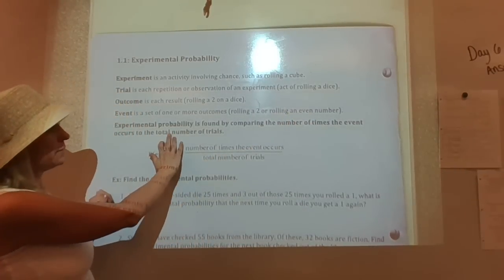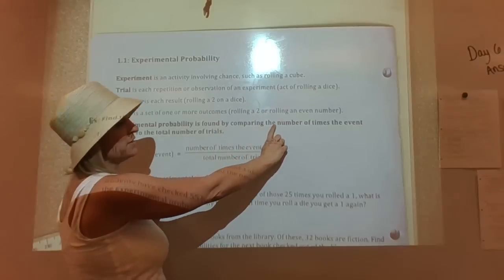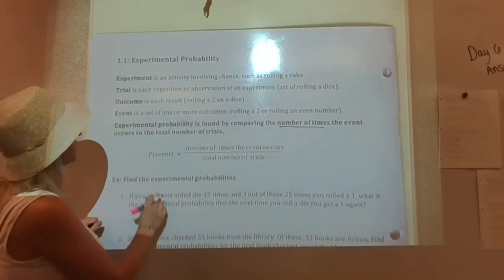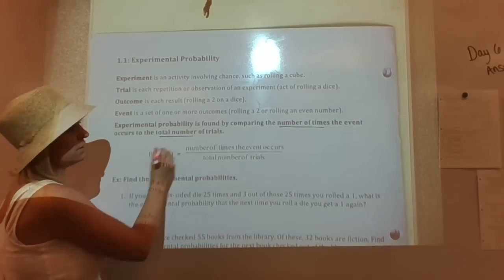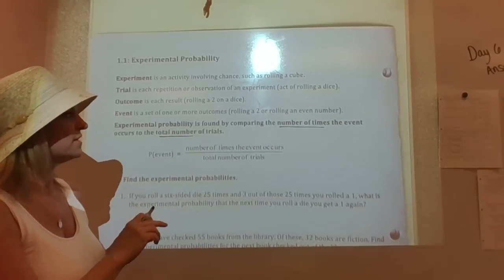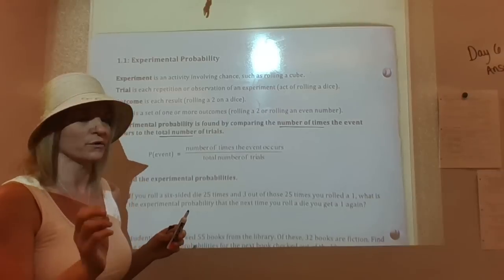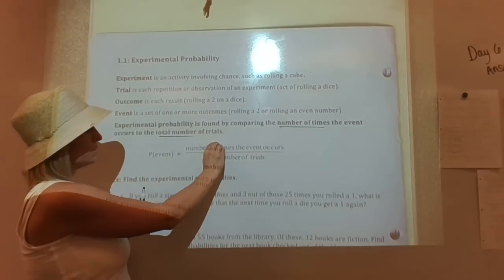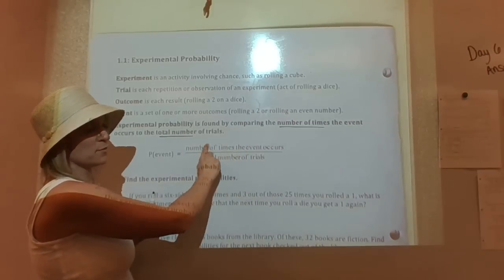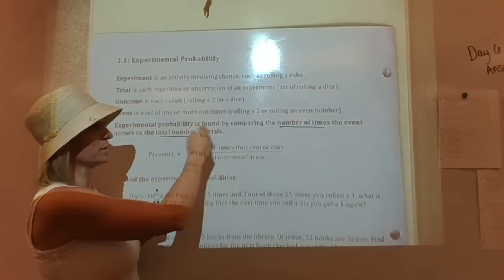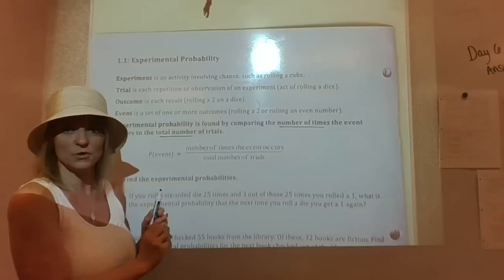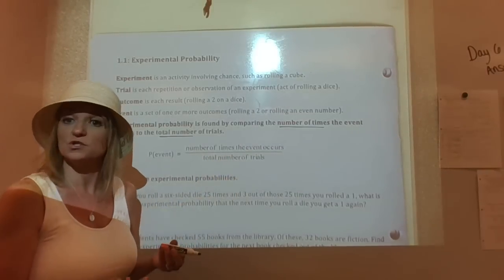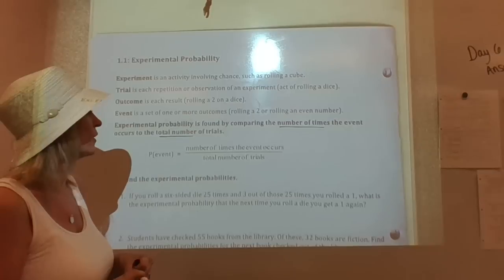So experimental probability is found by comparing the number of times that an event occurs with the total number of trials. So you sit there and you keep rolling the die over and over again. Whatever event you want, that's what we would put on the top: the number of times your event occurs. So if you wanted to roll a 2, you'd say how many times the 2 happened. And on the bottom is the total number of trials. How many times did you conduct your experiment, whatever it was.